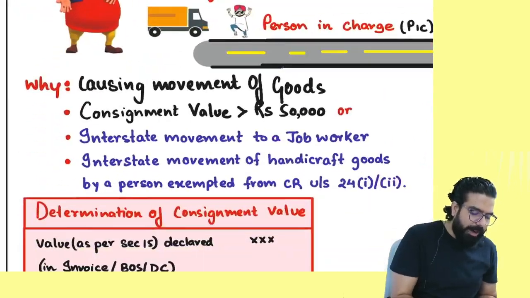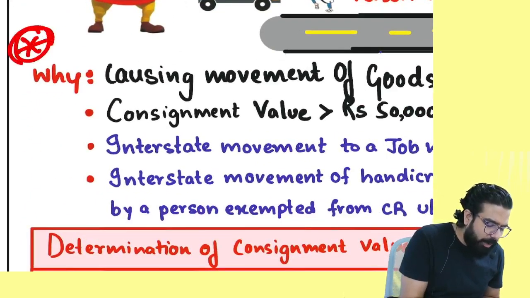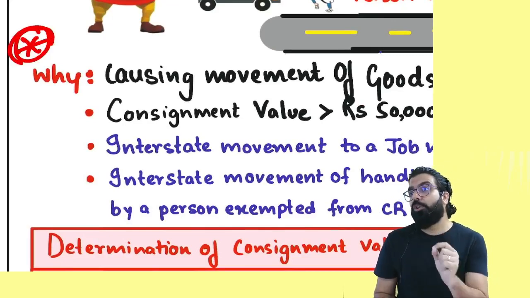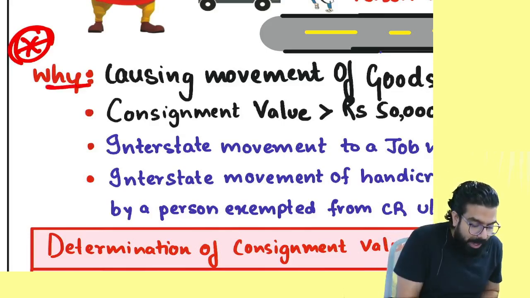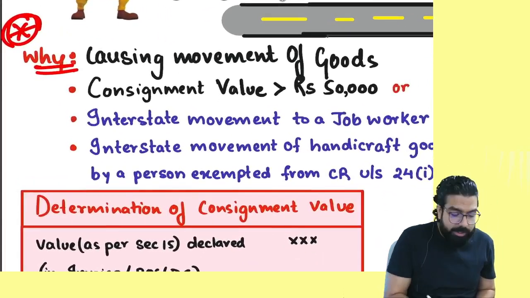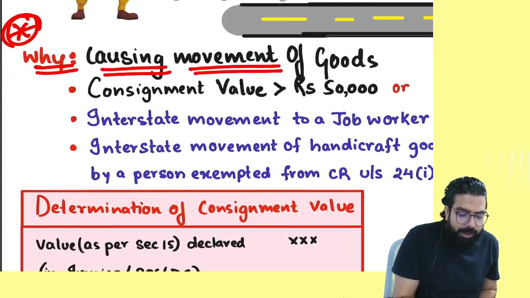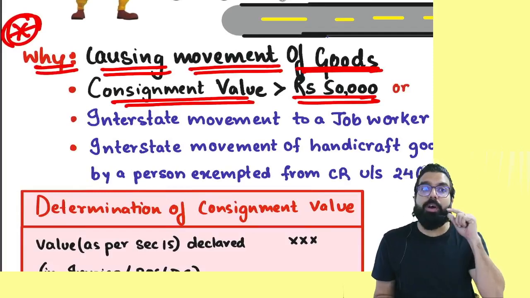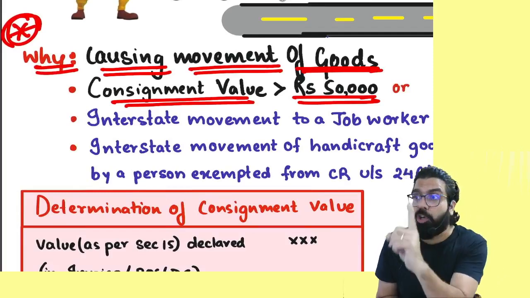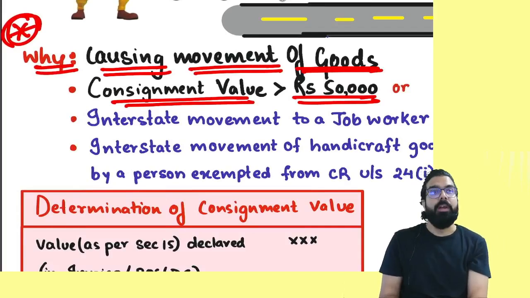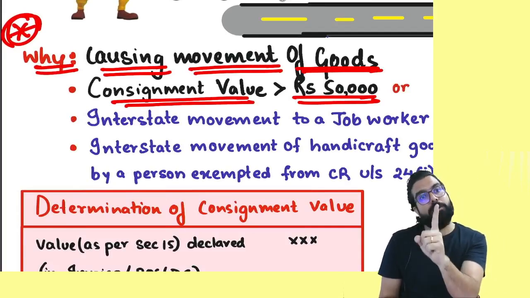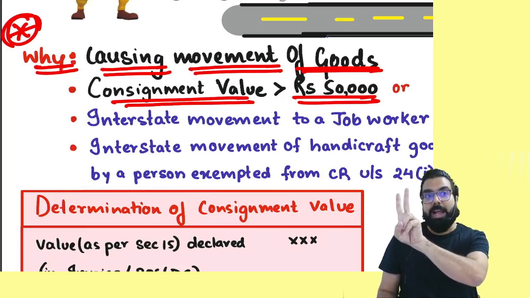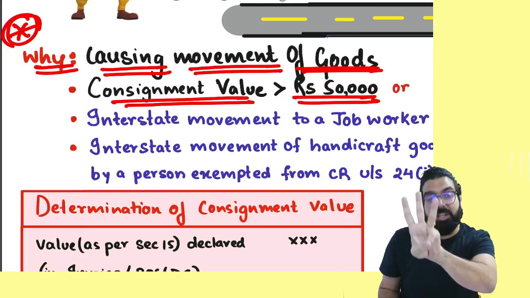Now, the most important part for your exam: when is e-way bill required to be generated? When is e-way bill required to be generated? Remember, it is required because you are causing the movement of goods of consignment value more than 50,000 rupees. Everyone remember one thing, every document is a consignment. For example, I generated one invoice. One invoice means that is a consignment. I generated one more invoice, that is the second consignment. I generated one more invoice, that is the third consignment.